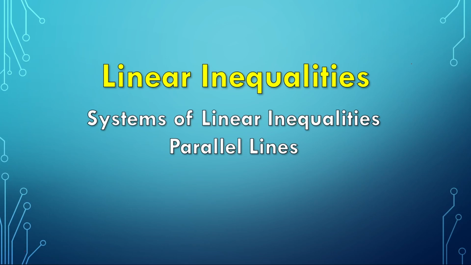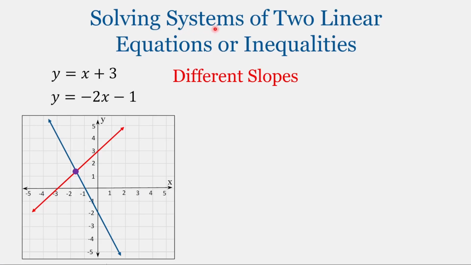Today we're going to look at solving systems of linear inequalities when our boundary lines are parallel. So let's get started. When we're solving systems of two linear equations or inequalities, when we have different slopes for our lines, we will end up with a solution when we're working on a two-dimensional plane, like we have here.